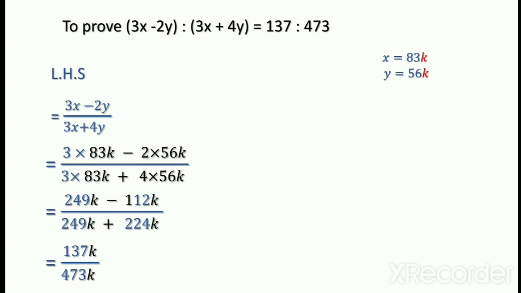So you get 137k by 473k, and you know k and k can get cancelled. So 137 is to 473, which is also our right hand side. So we'll say ultimately, therefore LHS is equals to RHS. We move on to the next question.